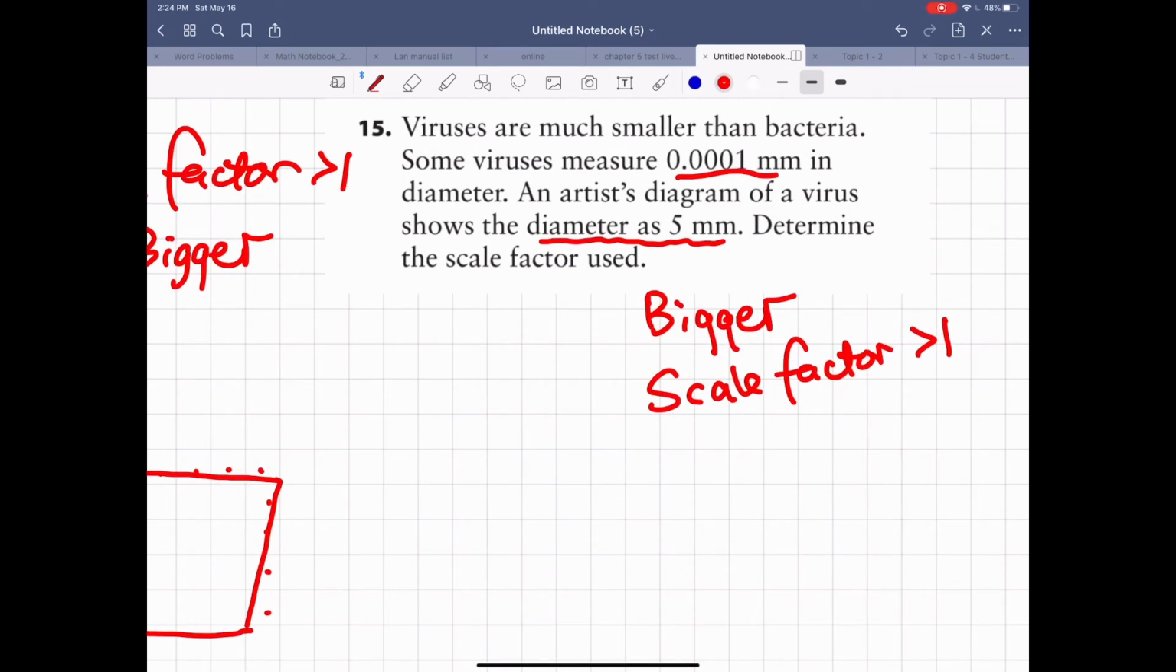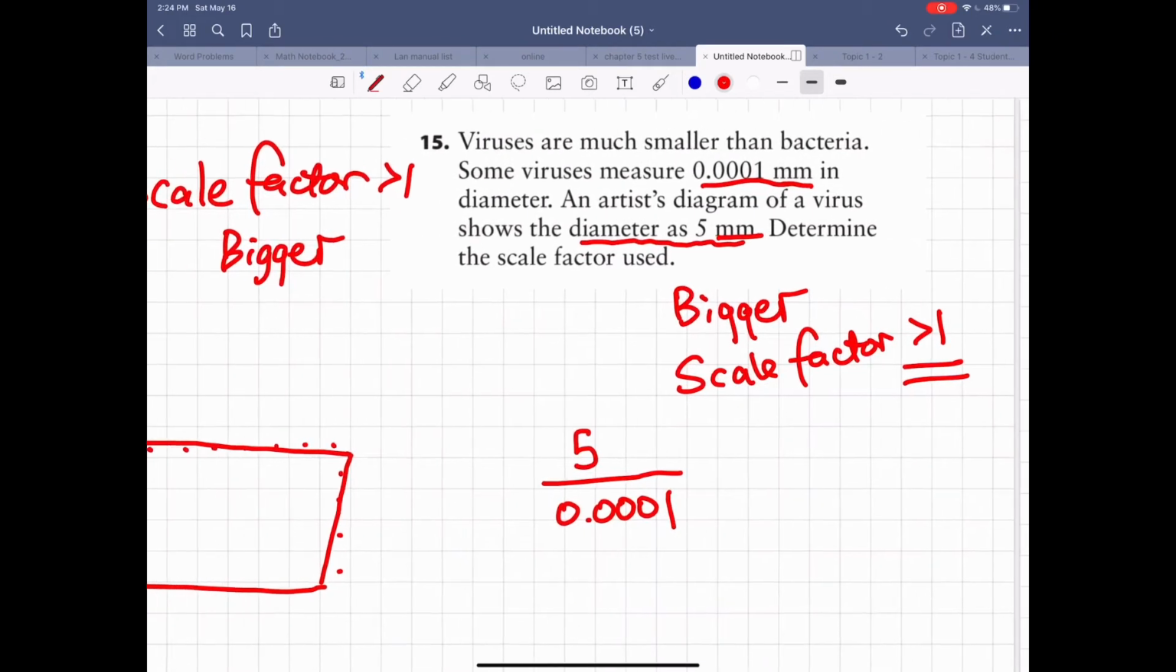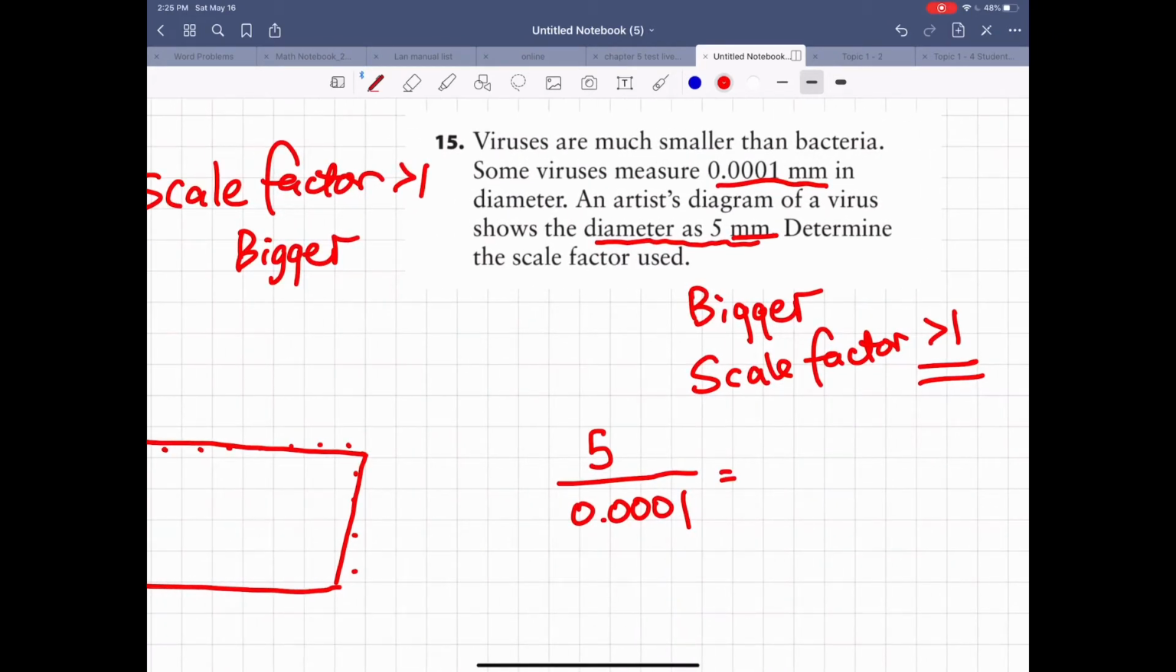So we have to make sure that they are the same unit. Are they the same unit? Yes, millimeter. So if you put 5 on top of the original, you will get an answer that's bigger than 1. Basically, you just move your decimal 1, 2, 3, 4, the decimal here, 1, 2, 3, 4.